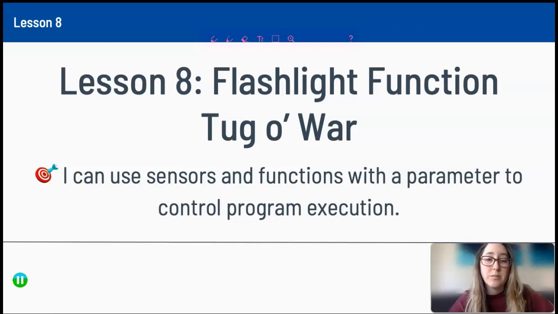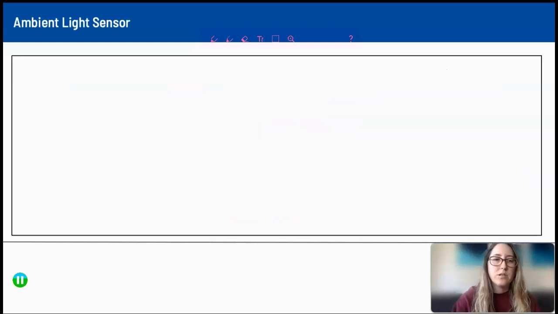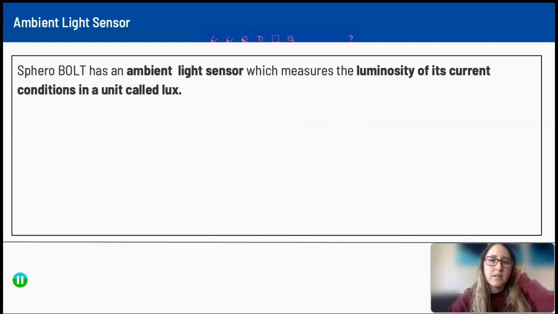So this means that you're going to be using the sensors to set up a program under certain functions that will determine if Sphero is going to do one thing or if it's going to do the other. In order to do that, though, you need to learn about the sensor that we're going to talk about, what a parameter is, and what a function is.